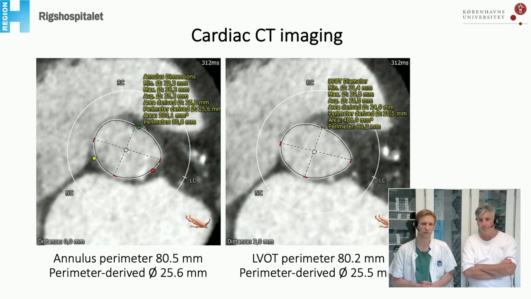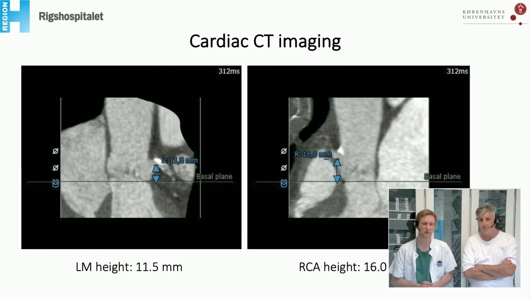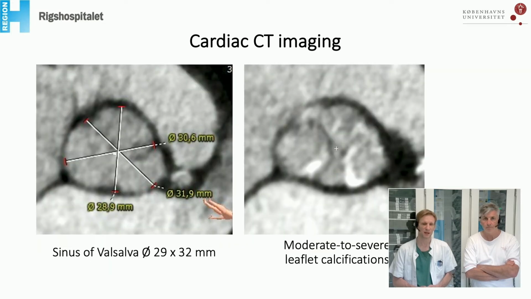If we go to the next slide, we also measure of course the coronary height. Left main a tiny bit lower, 11.5 millimeter, but still safe for sure for this platform we're going to use, and then the right coronary artery at 16 millimeter. Then the sinus of Valsalva, of course, is also of interest to measure, so 29 by 32, and then you see here the moderate to severe leaflet calcification. There is good calcification on all three leaflets, matching with her severe aortic valve stenosis.